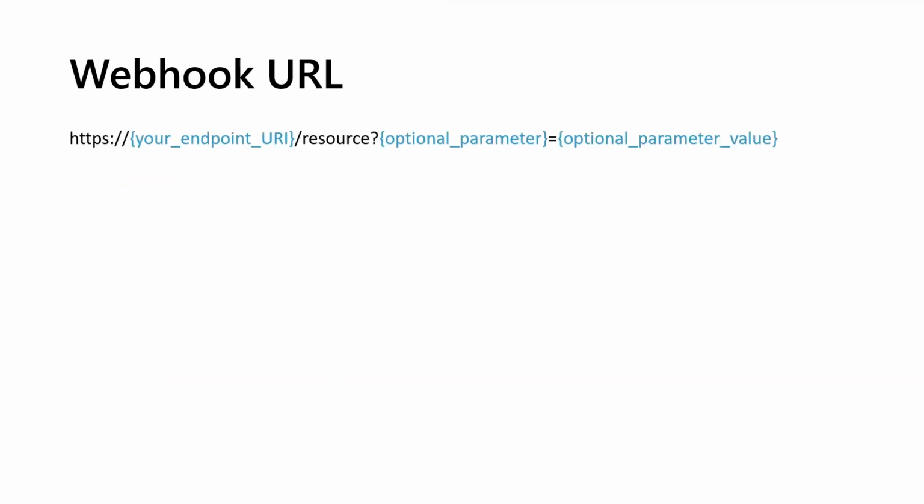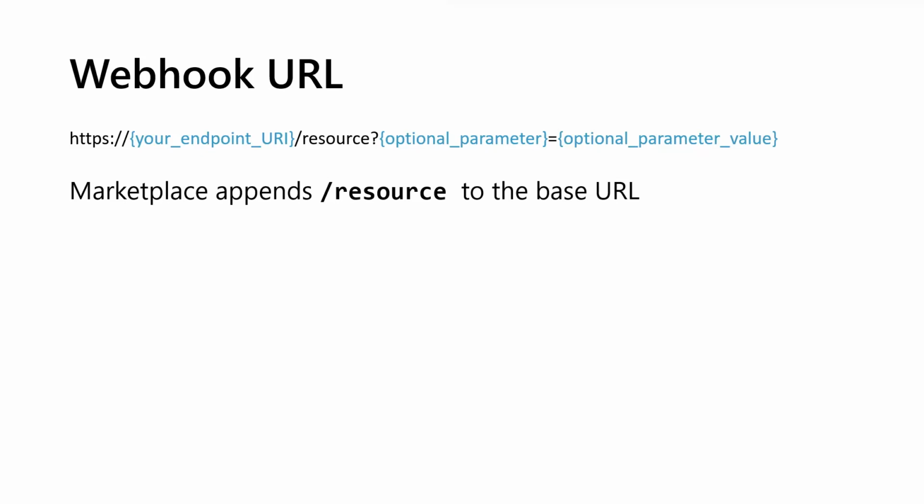There's something very important here, and that is the structure you use for setting up your webhook URL in Partner Center. Notice we have your endpoint URI followed by a required /resource. Now you don't put that in to Partner Center, it will be appended to the URL that you do put in. And then you can have optional parameters that you might pass to your webhook. This is something I can't overstate. The marketplace appends that resource string to the base URL.